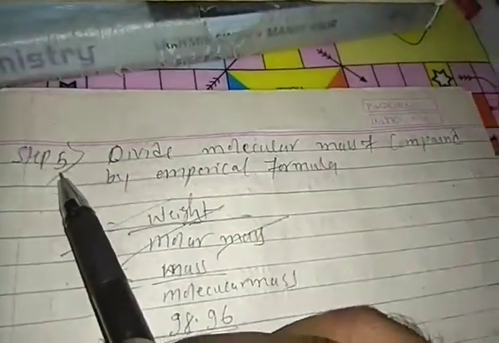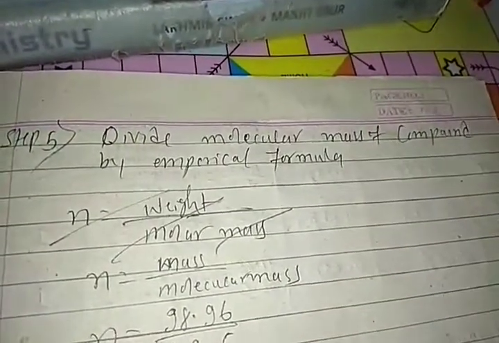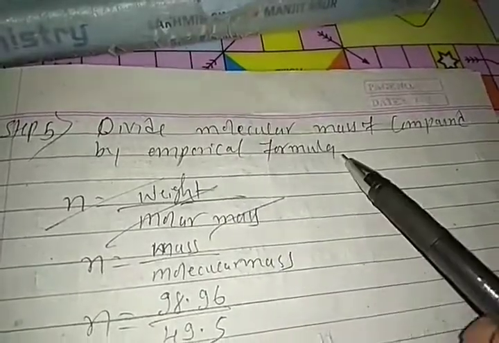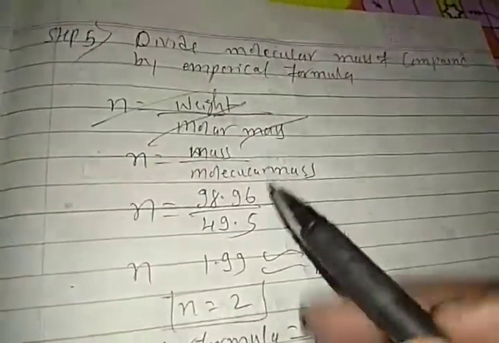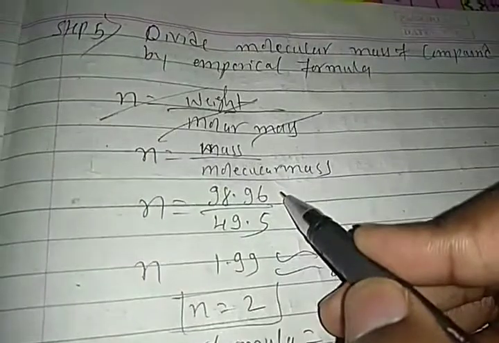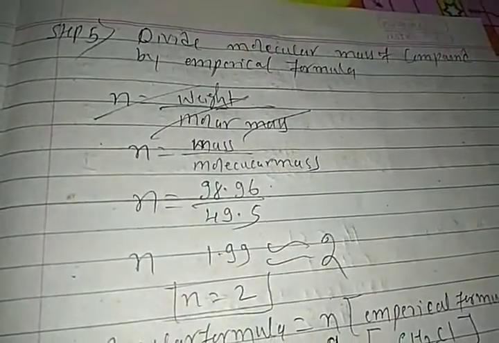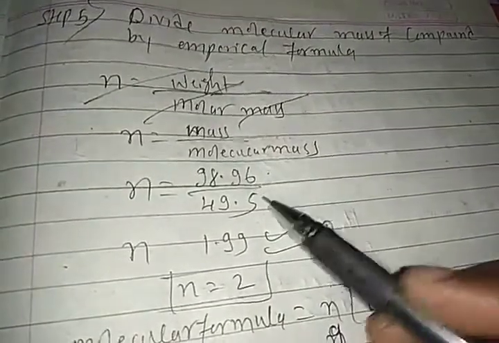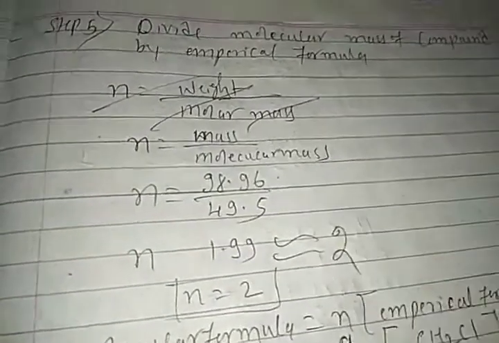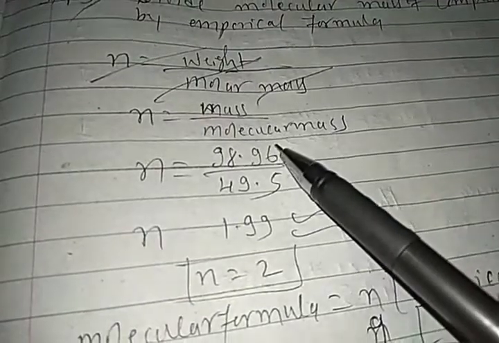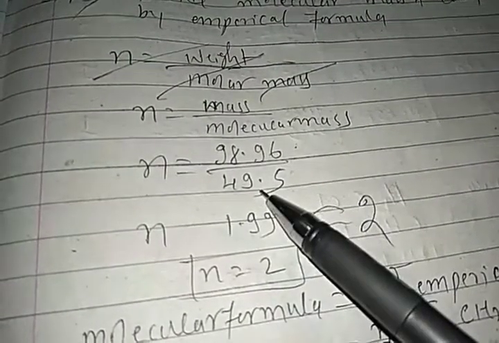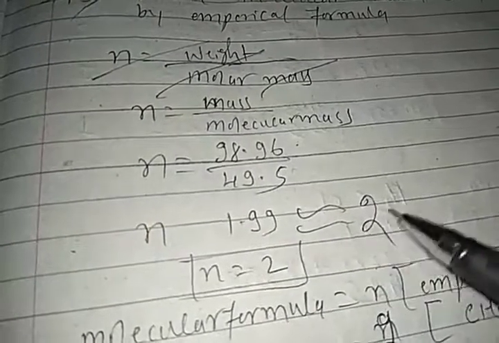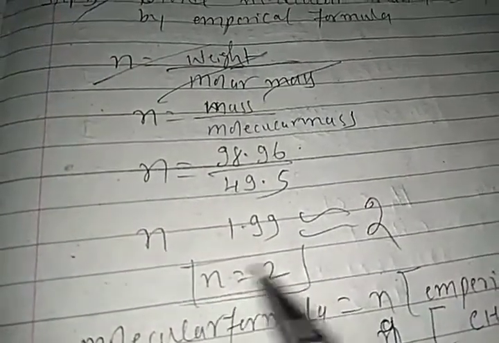Step 5: divide the molecular mass of the compound by the empirical formula mass. The molecular mass, we know, is 98.96. This is the empirical mass, the total mass. So we divide this value by the empirical mass. After dividing 98.96 by 49.5, we got the value 1.99, which is approximately equal to 2. Right, friends? So the n value is 2.